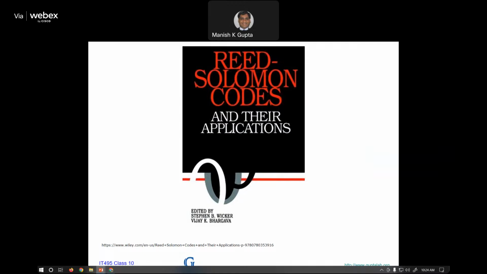Originally the Reed-Solomon code was constructed in this manner, but later people found a much more efficient method, which uses a generator polynomial. We'll talk about it after some time. This is an important book.